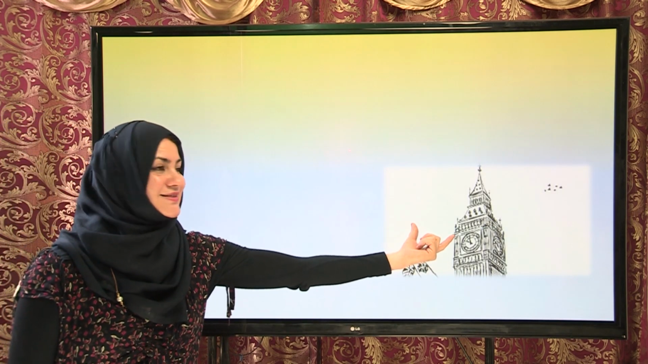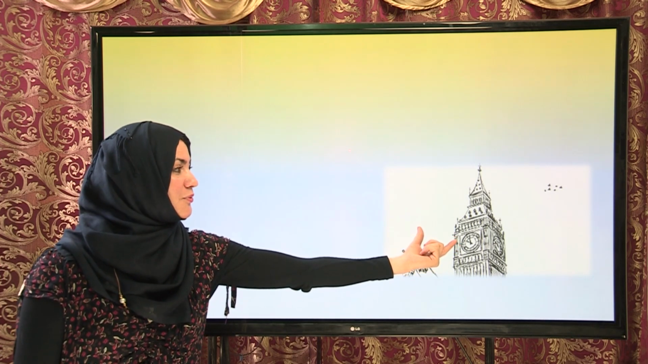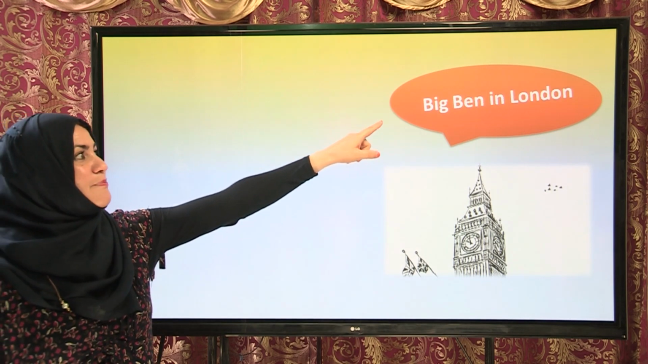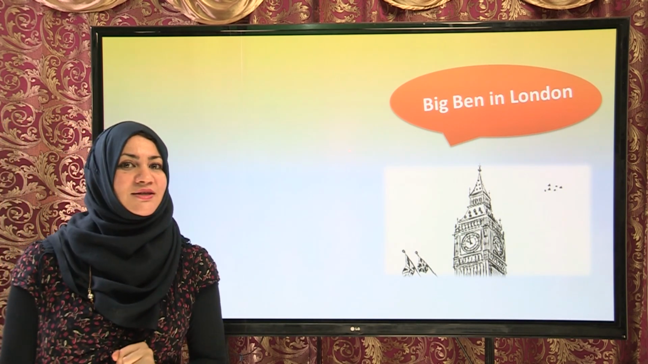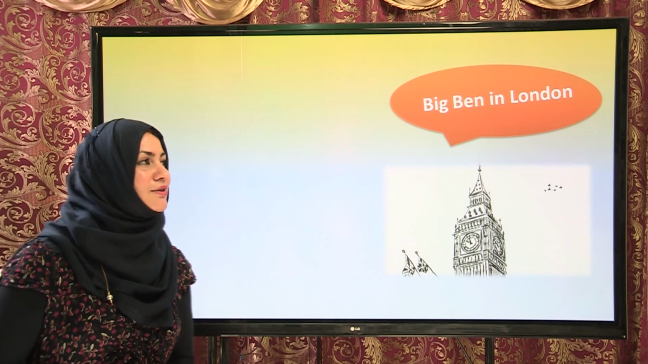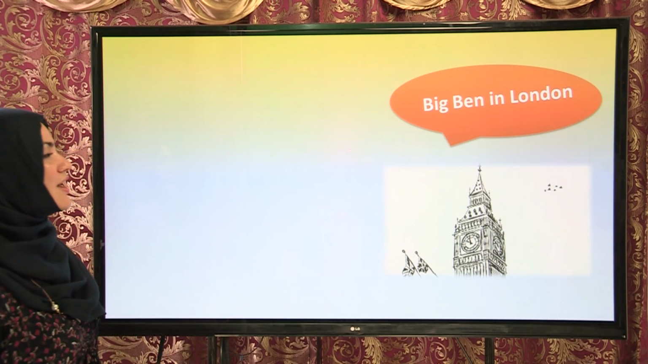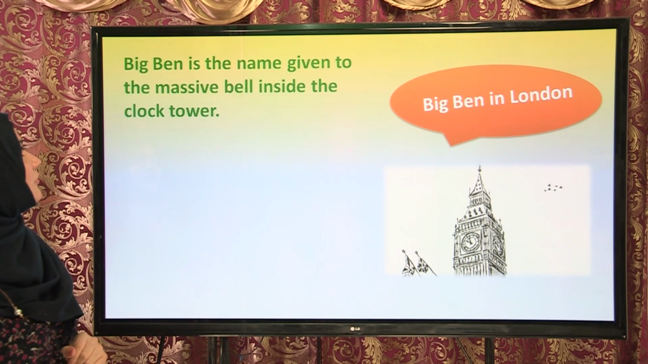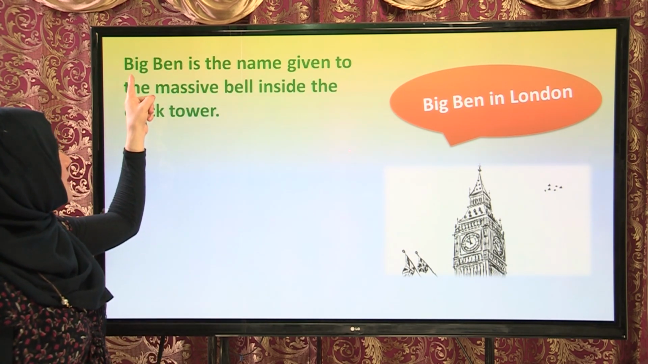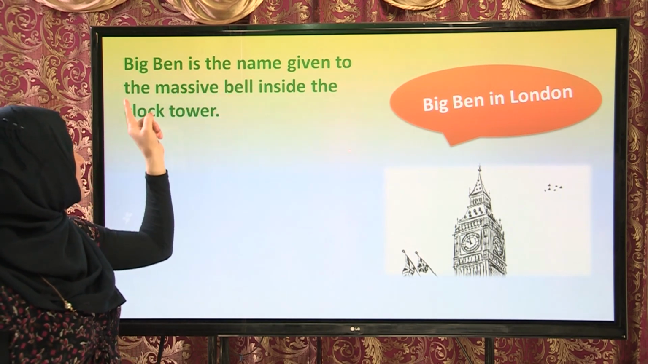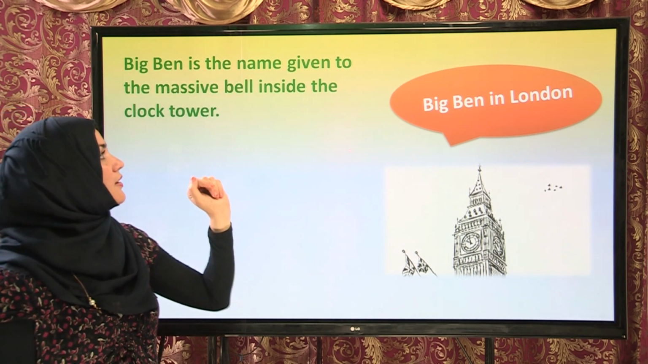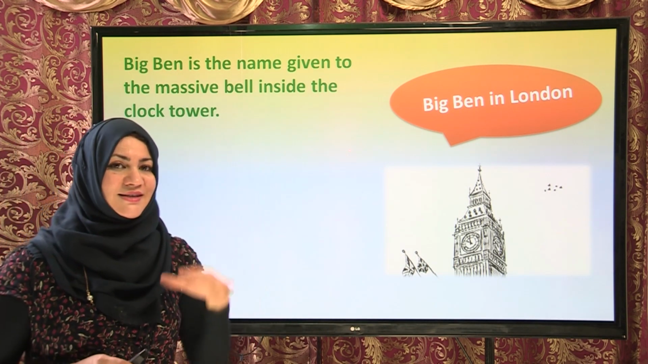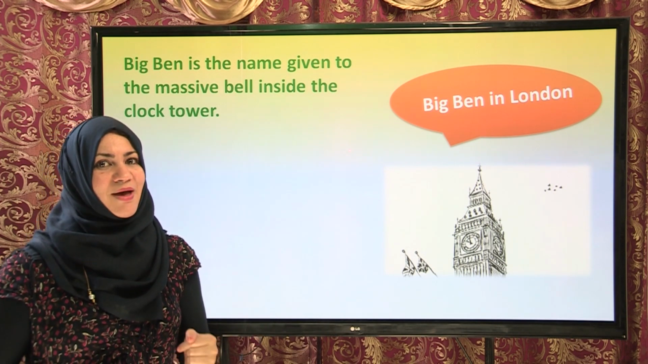Yes, this is our unit. We are going to talk about what is this? Yes, it is Big Ben in London, the great clock, as some people call it. Let's read together the information about Big Ben in London. The first information: Big Ben is the name given to the massive bell inside the clock tower. There is a clock tower and inside it we have Big Ben.